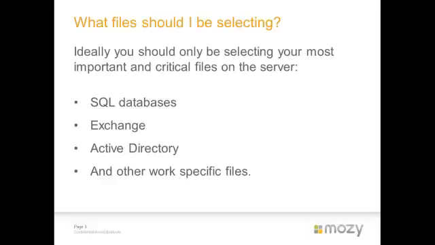Other files that would be important are work-specific files. If you're an accountancy firm, it's finance software. An architecture firm would be any software that you would use for doing drawings and making plans and so on and so forth. That software would be your most important. So you should always start there when selecting files.